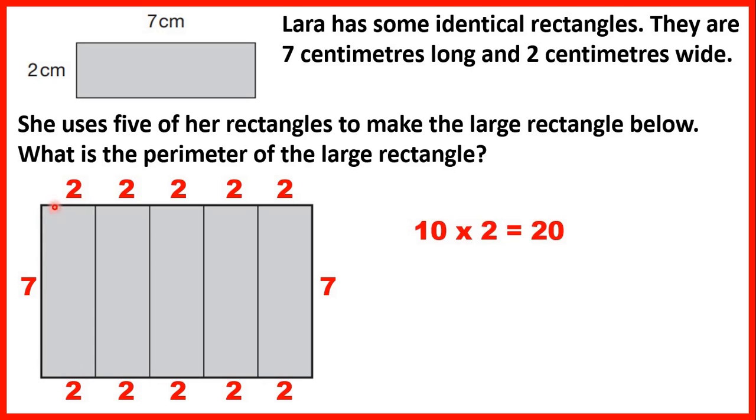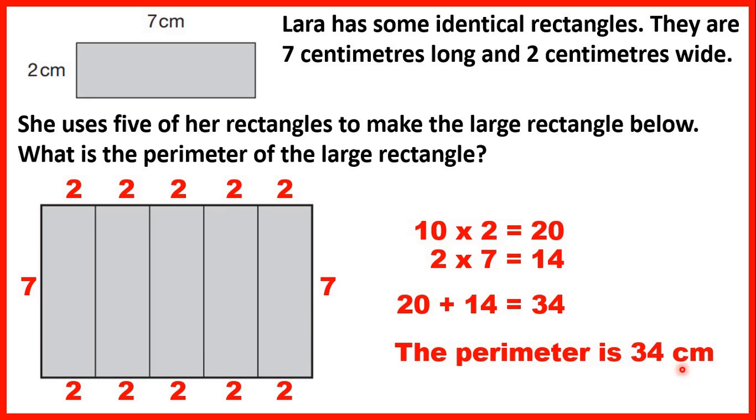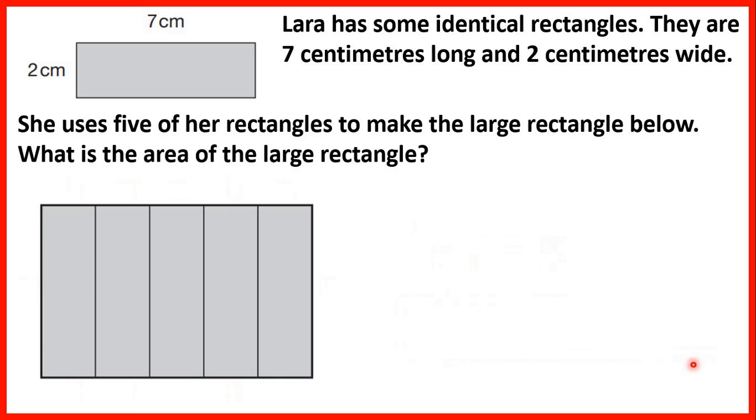So we have 10 lengths of 2 centimetres, so that's 20 altogether. And then we have 2 lengths of 7 centimetres, so that's 14 altogether. So if we add those, we can see that the total length around the outside of the shape, so the perimeter, is 34 centimetres. Now, what is the area of the large rectangle?